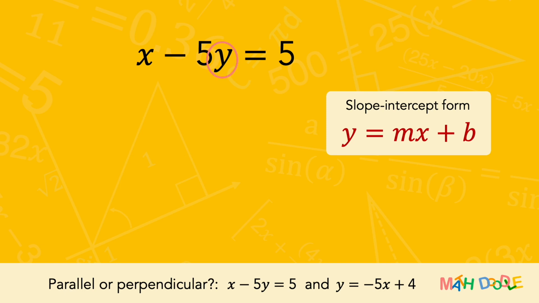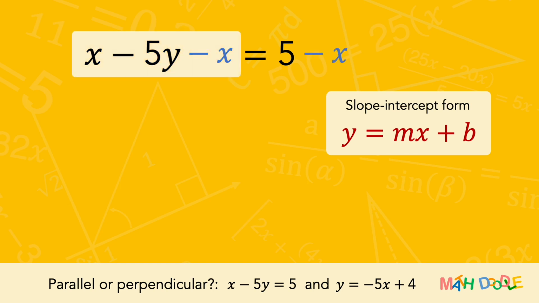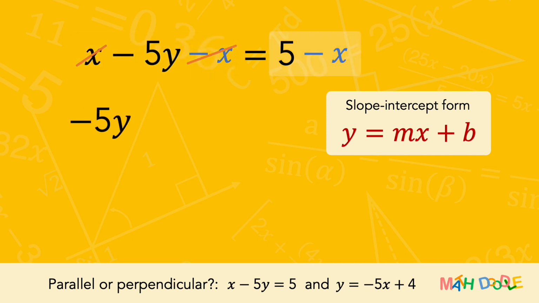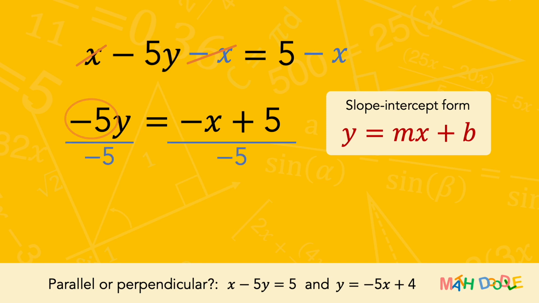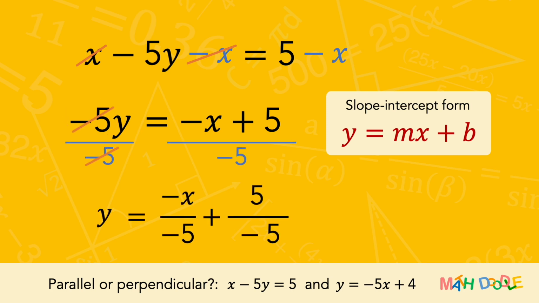To do this, we are going to eliminate x on the left side by subtracting x. Then, the left side of the equation is simplified to minus 5y. And let's rearrange the right side of the equation. Now, we are going to eliminate minus 5 in front of y by dividing both sides by minus 5. Then, this can be simplified to 1/5 x minus 1.